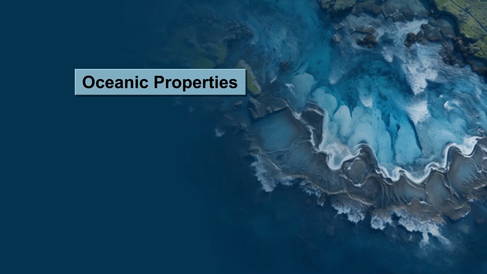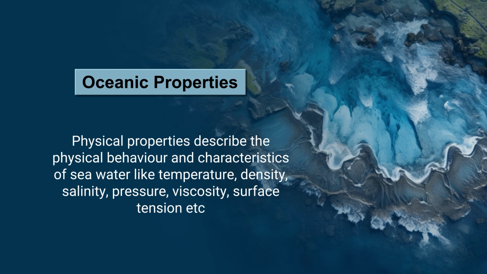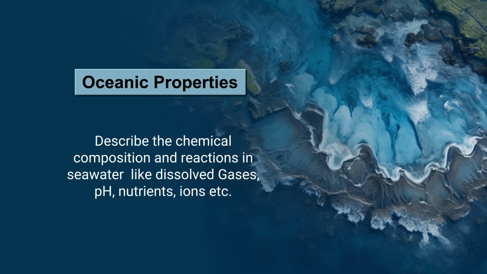Now, what are the physical properties of seawater? Physical properties are described as the physical behavior and characteristics of seawater like temperature, density, salinity, pressure, viscosity, surface tension, etc. And what are the other properties of seawater? They are called the chemical properties of the seawater, and it describes the chemical composition of and reactions in seawater like dissolved gases, pH, nutrients, ions, etc.